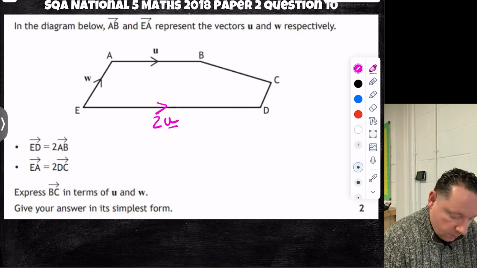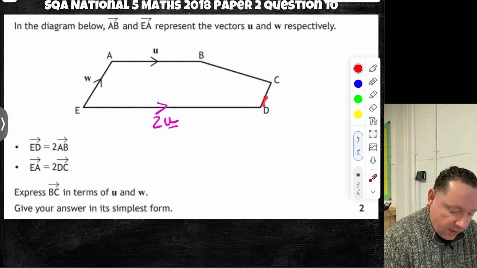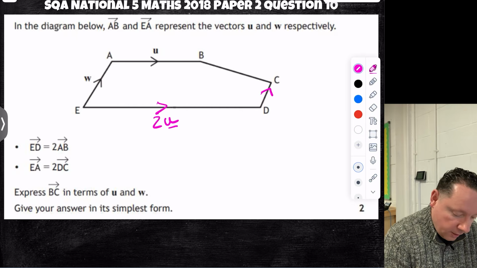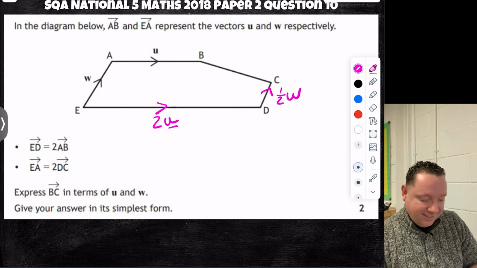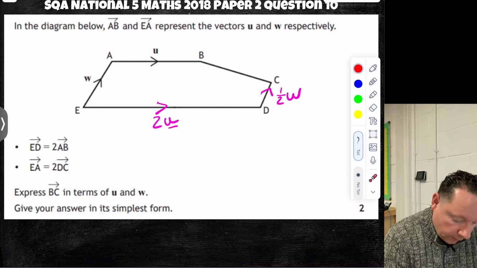It also tells me that E to A is 2 lots of C to D. So if E to A is double that one, that means that this one is half of this one. So I can immediately write down that this one is a half of W. It now says express B to C in terms of U and W. So I need to get from B to C. So I could go this way, B to C.